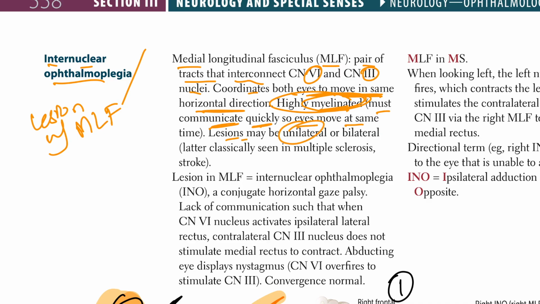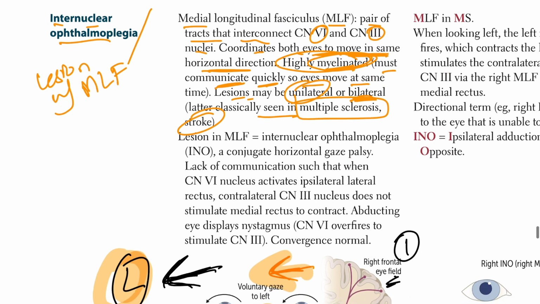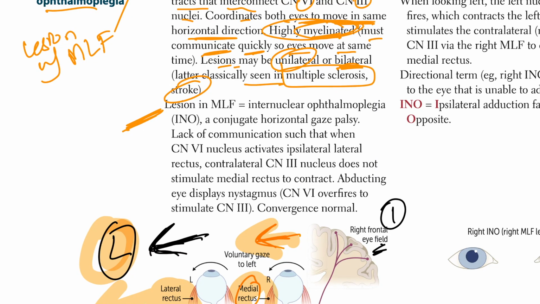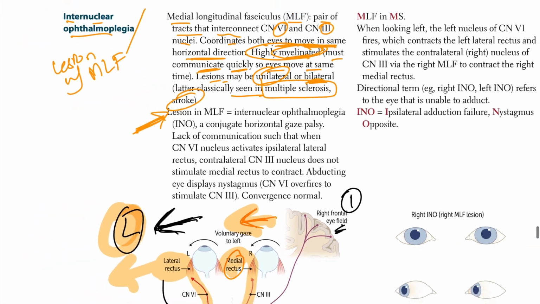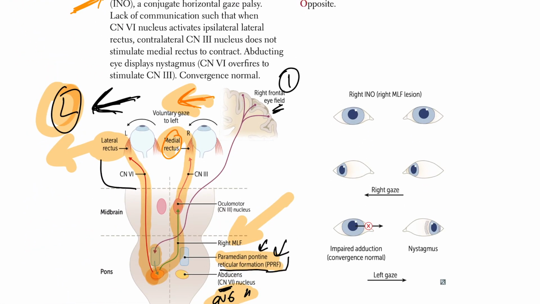Lesions may be either unilateral or bilateral. The bilateral lesions are seen in multiple sclerosis and stroke. So now let's talk about what happens if you have a lesion in the MLF. Let's just look here. If we knock this out, this is the MLF, right? Now just without looking up top, just see here. You get the signals here in the PPRF. That's going to go to cranial nerve 6. From 6, it's going to go towards its side, which is the lateral rectus.